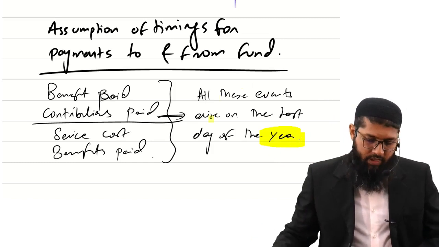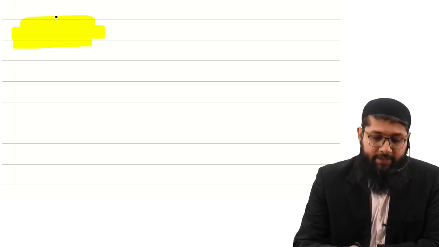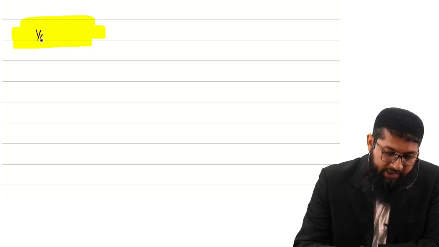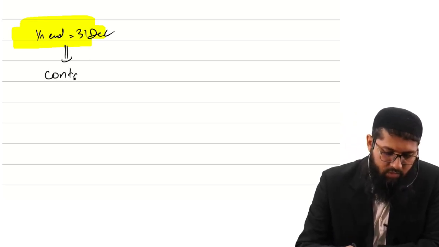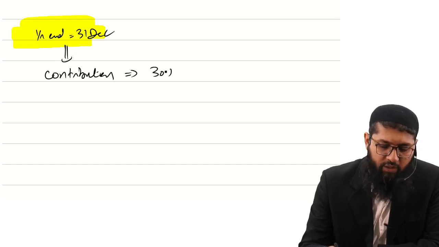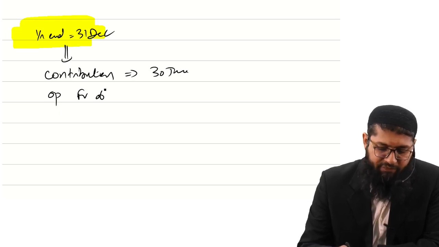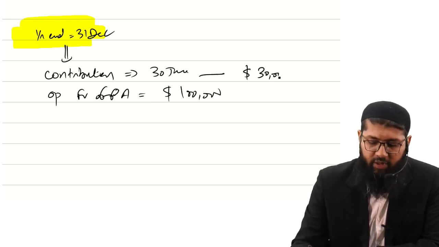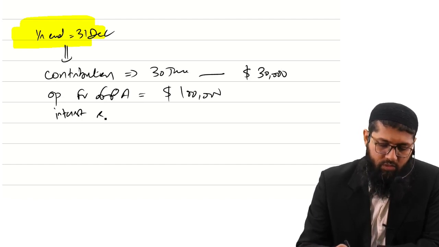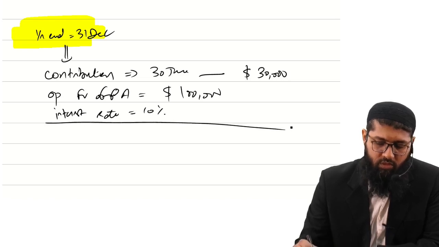Just in case the situation arises like this, for example, that year end is 31st December and you have paid contributions into the fund on 30th June. The opening fair value of plan assets was $100,000. The contributions paid are, let's say, $30,000. The interest rate is 10%.